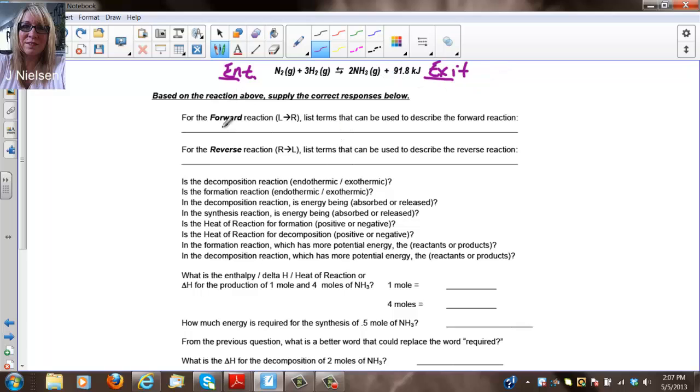So let's answer a bunch of questions. For the forward reaction, left to right, list the terms that can be used to describe the forward reaction. Well, first of all, left to right, heat's on the right, so we know that it's exothermic. That's one thing. Second, we can see that two items are being put together to form one. We refer to this as synthesis. Synthesis means to make. Sometimes it's called formation.